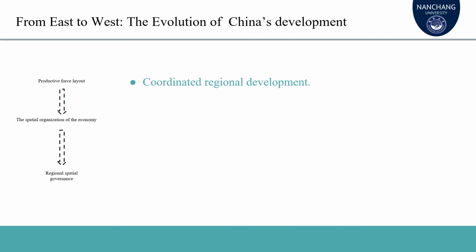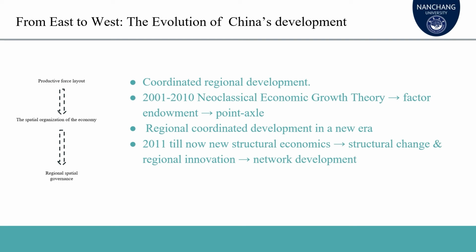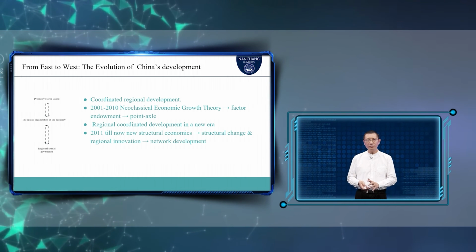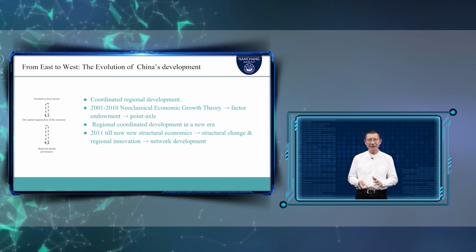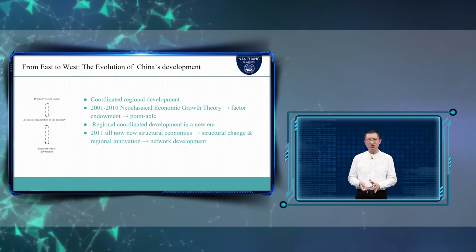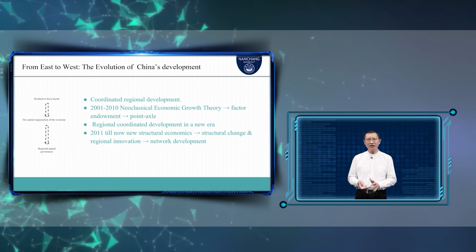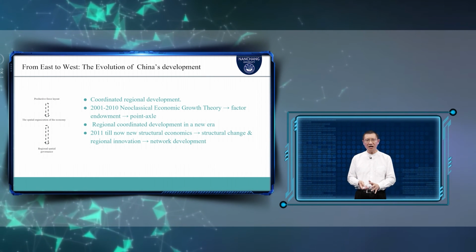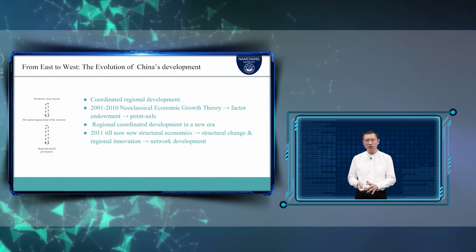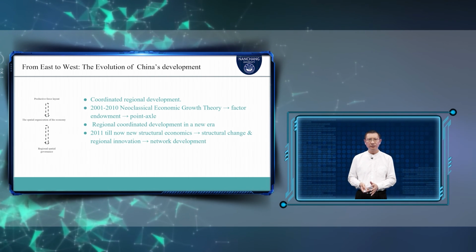In the 21st century, the economic disparity within China has widened further. Therefore, from 2001 to 2010, China started implementing the strategies of Western development and the rise of Central China, entering the comprehensive, coordinated regional development stage. Based on the neoclassical economic growth theory, China drove the pole axis development with the factor endowment.